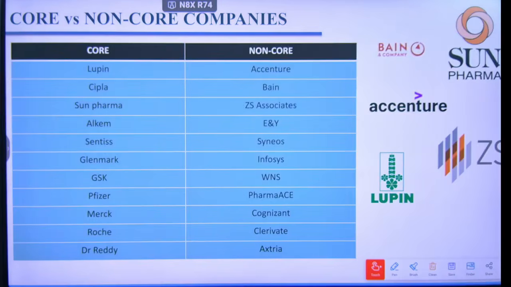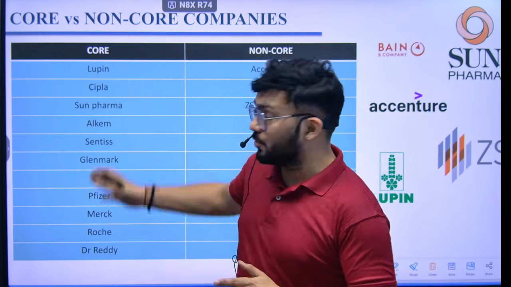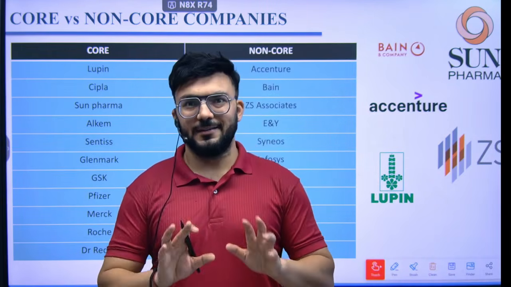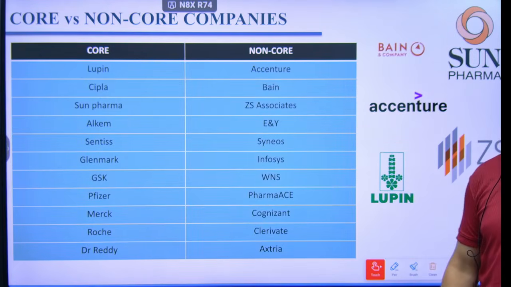So here are some examples of core versus non-core companies. In core, you have Lupin, Cipla, Sun Pharma, Alchem, Centess. And in non-core, you have Essentia, Bain, ZS, EY, Syneos, Infosys, WNS, Pharma Ace. It's not that there are no consultancy services within these core companies. There are, but these are your non-core companies specifically.